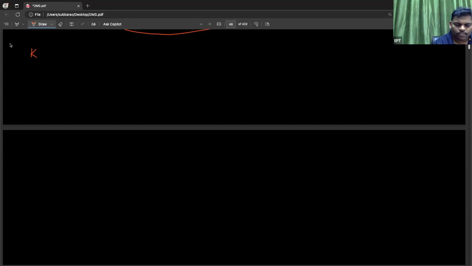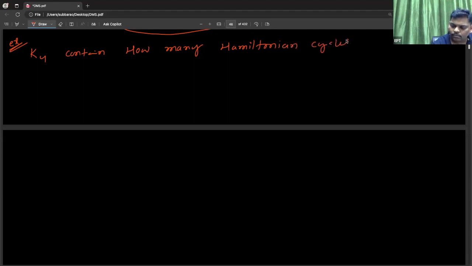K4. Next problem. K4 contains how many Hamiltonian cycles? In one of the previous papers, this question was there. K4 contains how many Hamiltonian cycles? It is a K4. Give answer.